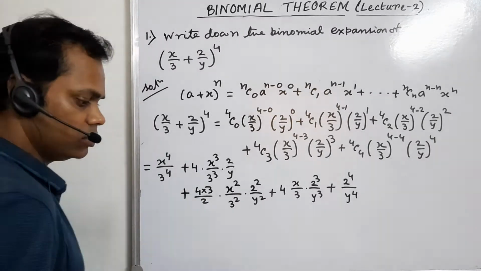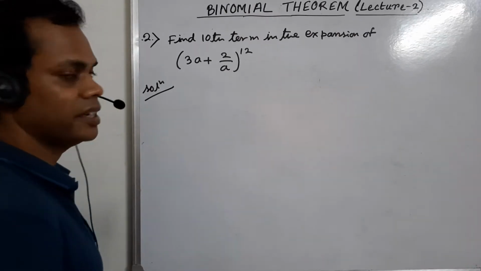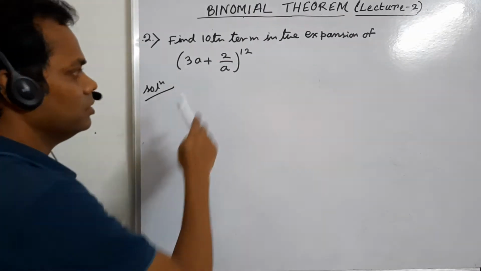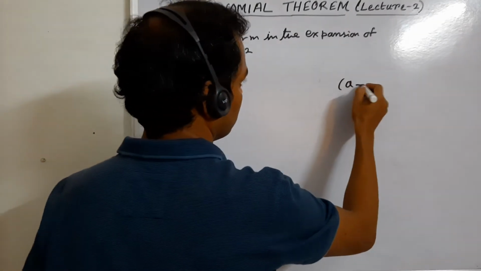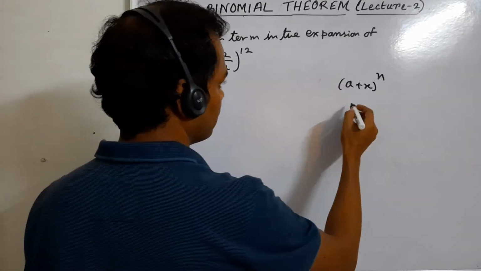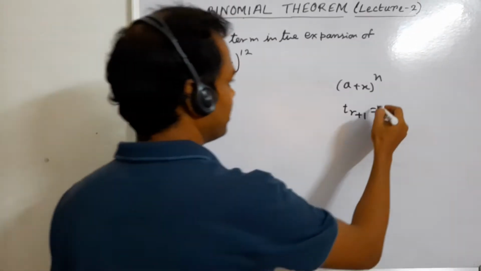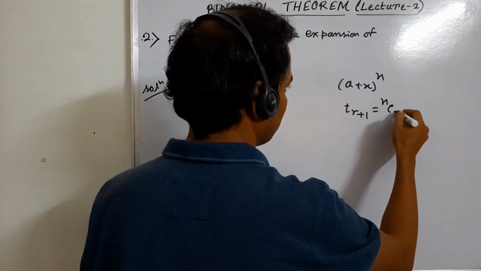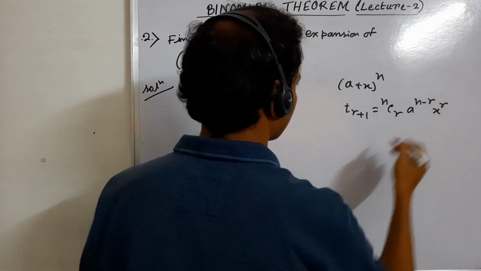The next sum is: find the 10th term in the expansion of (3a + 2/a) to the power 12. In the theory part we discussed that if the binomial is (a + x) to the power n, then T(r+1), the (r+1)th term of that expansion, is equal to nCr a to the power n minus r, x to the power r.